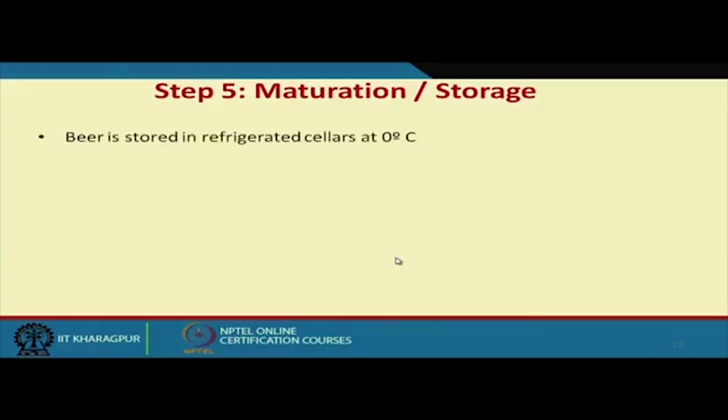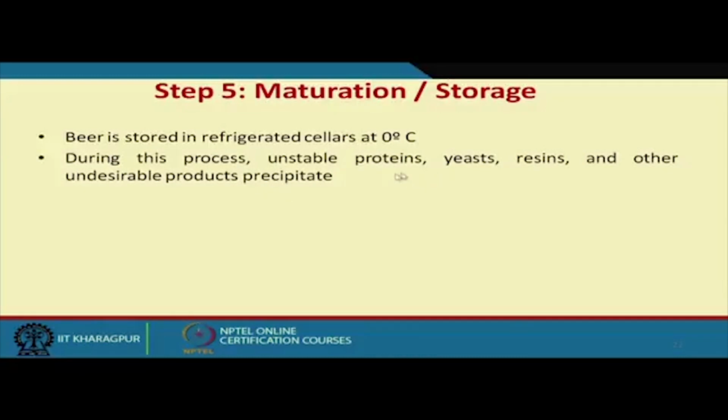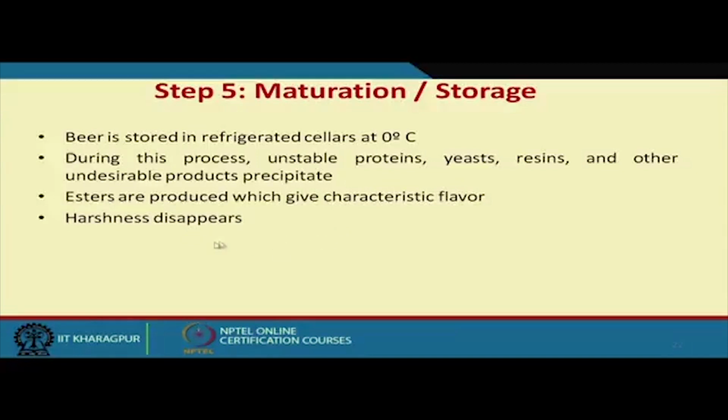Now the maturation process, I mentioned before, the beer is stored in the refrigerated cellar at 0 degrees centigrade. During this process the unstable protein, yeast, resins and other undesirable proteins are precipitated out, which is very important. Then esters are produced to give the characteristic flavor. I told you the ethanol and organic acid form the esters, so the harshness of the beer will go, the harshness disappeared, as I mentioned.